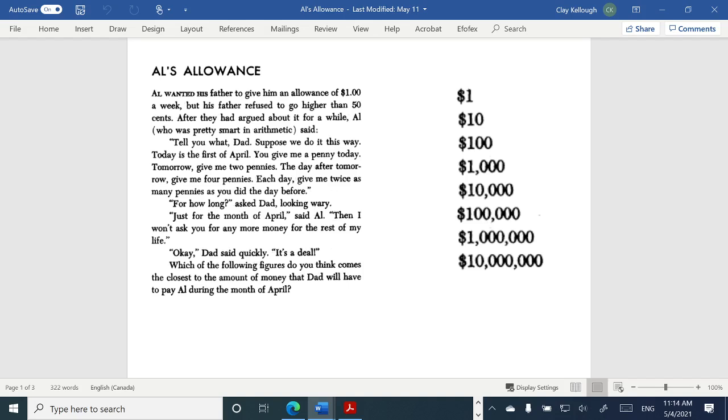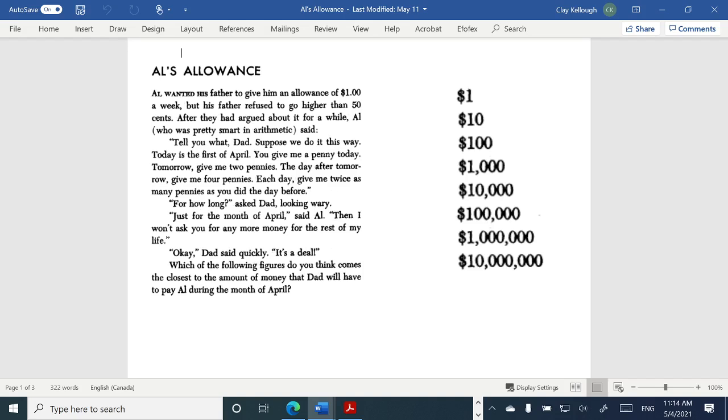But his father refused to go higher than 50 cents. After they had argued about it for a while, Al, who was pretty smart in arithmetic, said, "Tell you what, Dad, suppose we do it this way. Today is the first day of April. You give me a penny today. Tomorrow, give me 2 pennies. The day after tomorrow, give me 4 pennies. Each day, give me twice as many pennies as you did the day before."